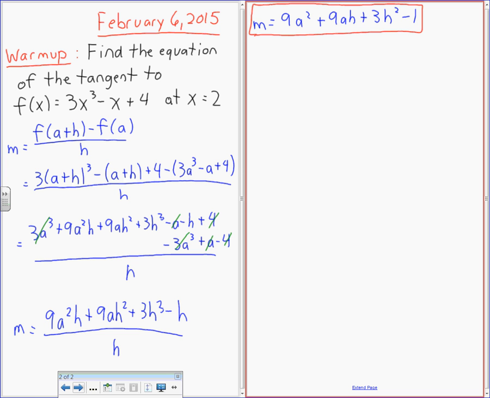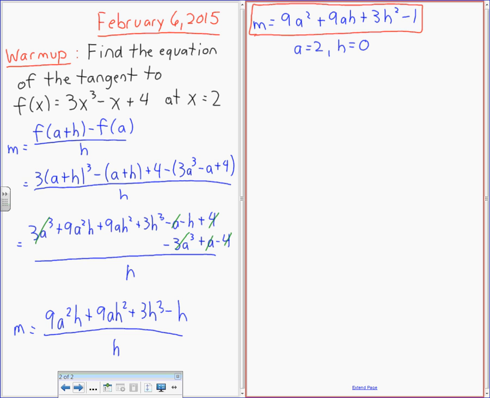Can I get a brave new soul that has not raised their hand yet? What things do we need for a line? We need 2 things: slope and y-intercept. Good. So how do I find the slope of that line? Find the instantaneous rate of change for x equals 2. Good. So what are my a value and my h value? a is 2, h is 0. Good. So a equals 2 and h equals 0.